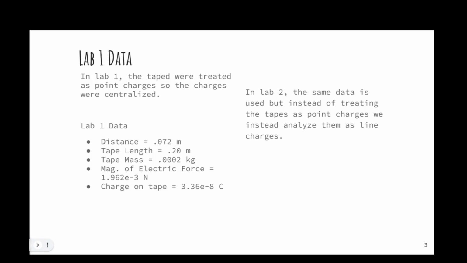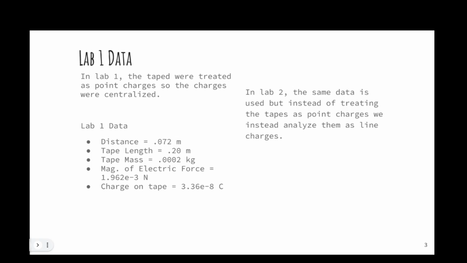And this is my Lab 1 data. So in Lab 1, the tapes were treated as point charges, so the charges were centralized instead of spread out. So the distance that I had in Lab 1 was 0.072 meters. The length that I had of the tape was 0.2 meters. The mass of the tape was 0.0002 kilograms. The magnitude of the electric force was 1.962 times 10 to the negative 3 newtons. And the charge on the tape was 3.36 times 10 to the negative 8 coulombs.